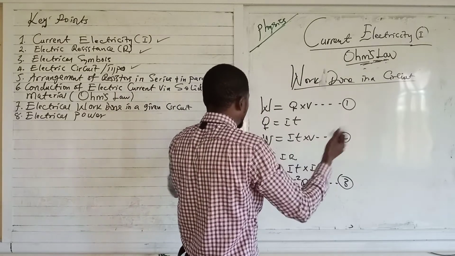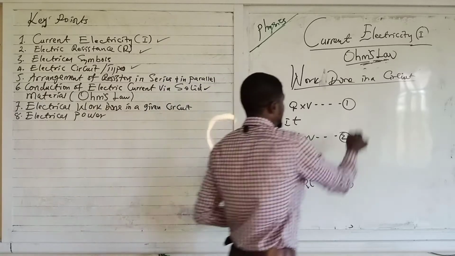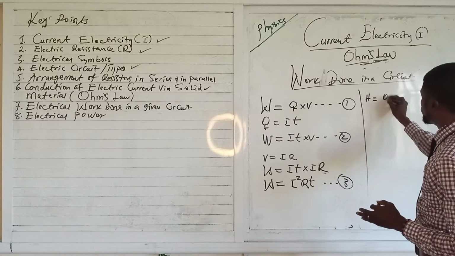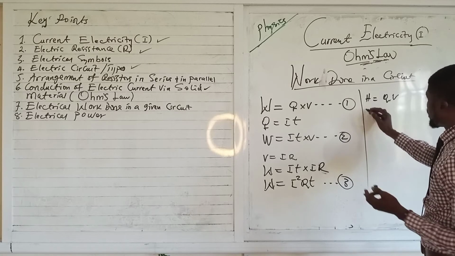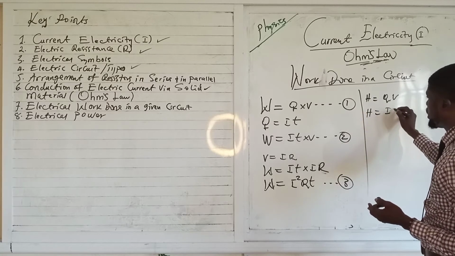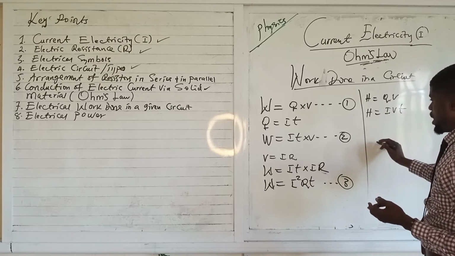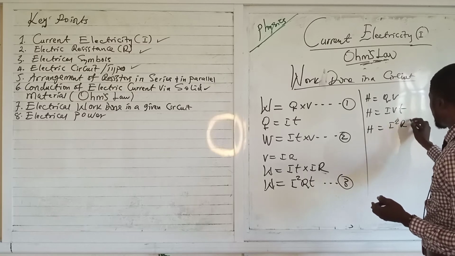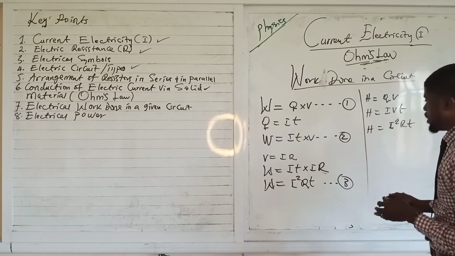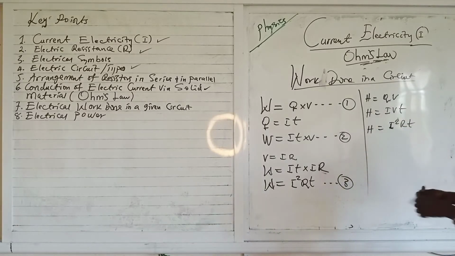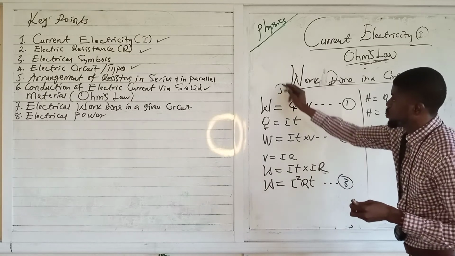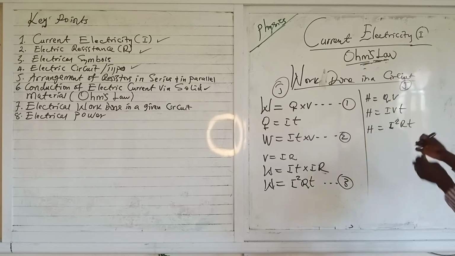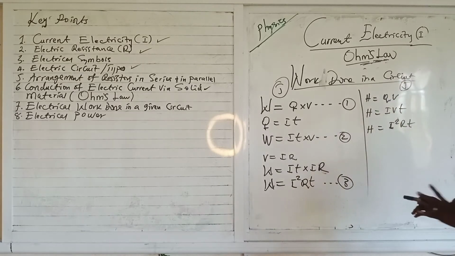You can still move on and on to do all this. Take notes, don't be confused. You may see in other textbooks H is equal to QV, as H is equal to IVT, as H is equal to I square RT. Don't be confused. They all mean the same thing. Electric work done is measured in joules. Electric heat energy, here H stands for heat energy, is measured in what? Also in joules. That is why we use both symbols for the same thing.